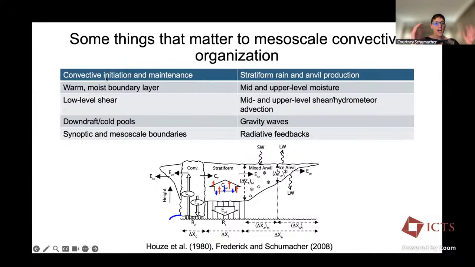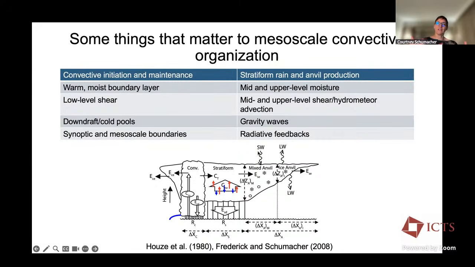So first, you have to initiate the convection and maintain it. Otherwise, the system dies off. It's the food for the storm. So what is convection like? It likes warm, moist boundary layers. It likes a little bit of shear at low levels, not too much. It likes downdrafts and cold pools because that helps form new convection. So here, this is my little downdraft, my cold pool. And then other synoptic and mesoscale boundaries. So anything to lift that air up and to start the updraft, start the buoyant release of energy.